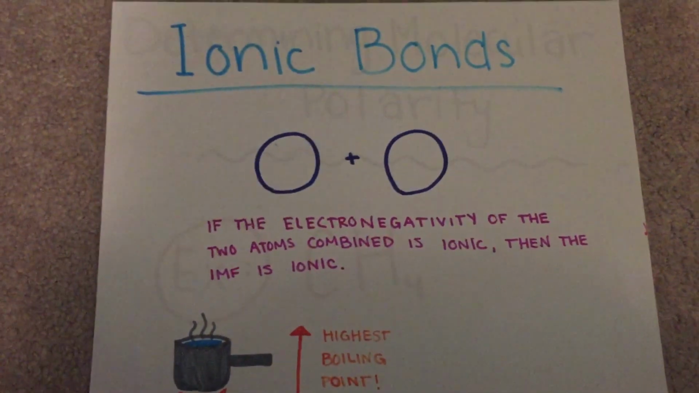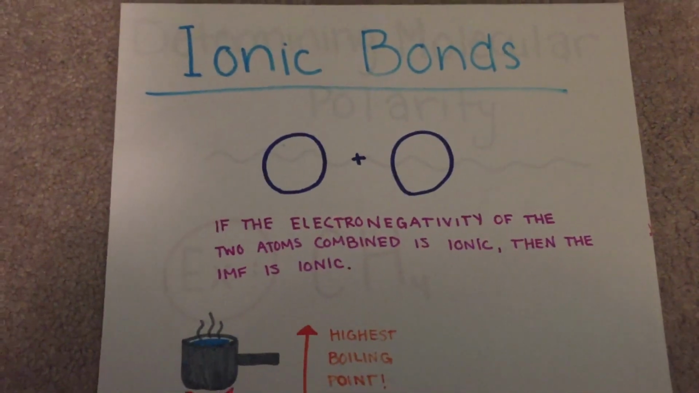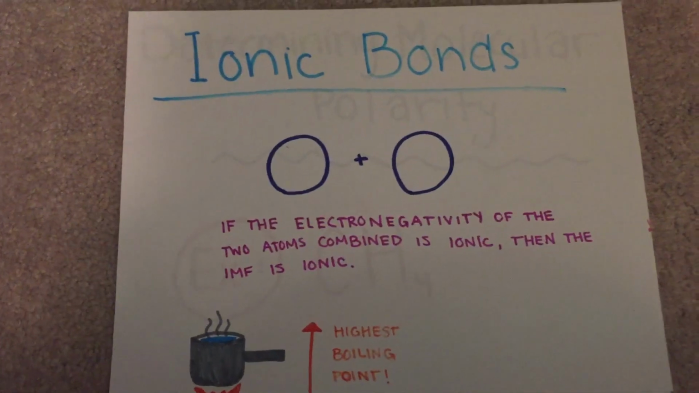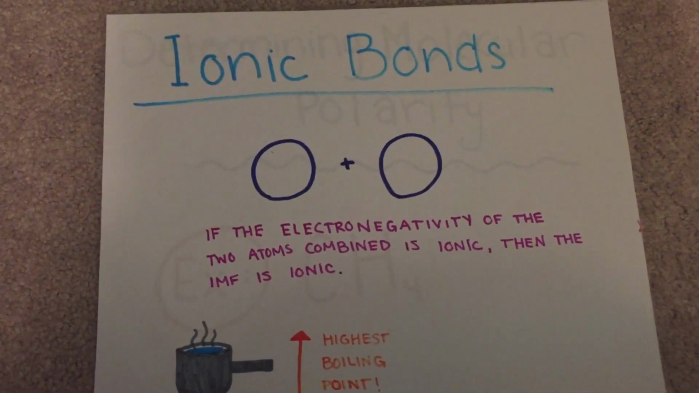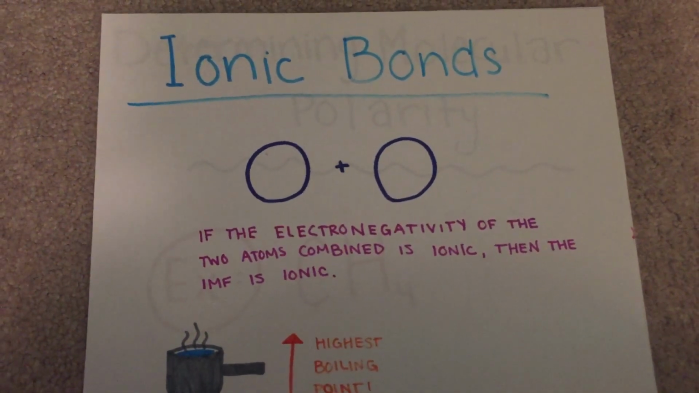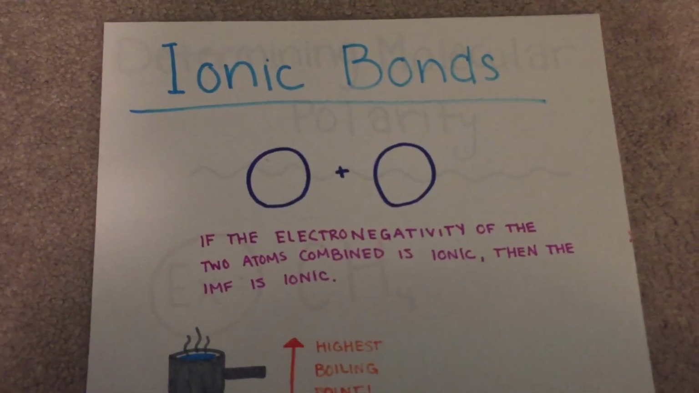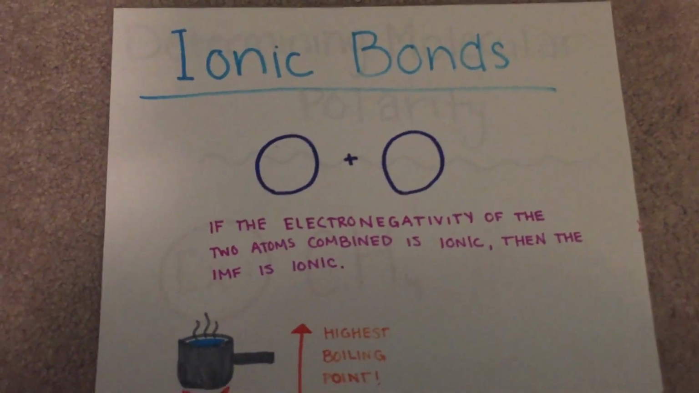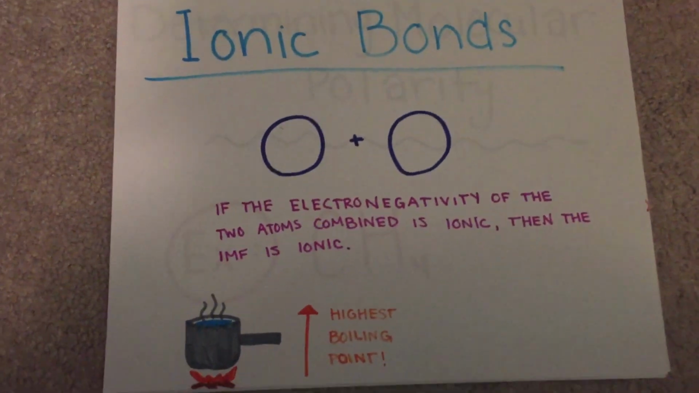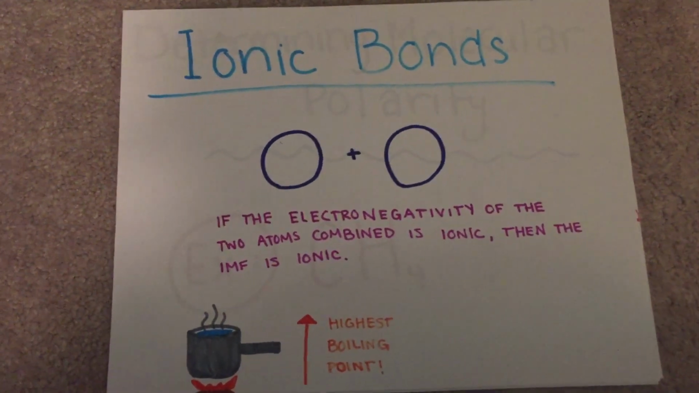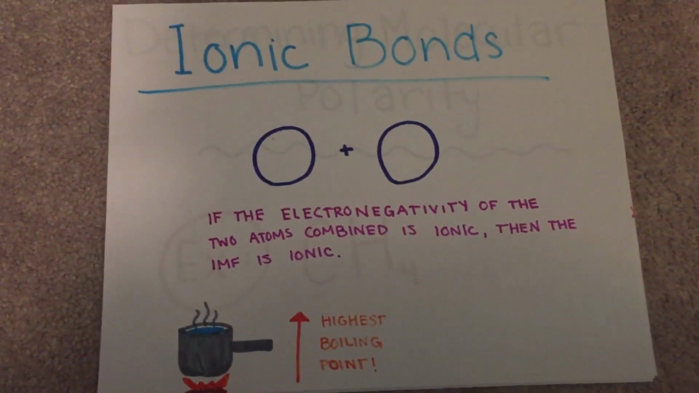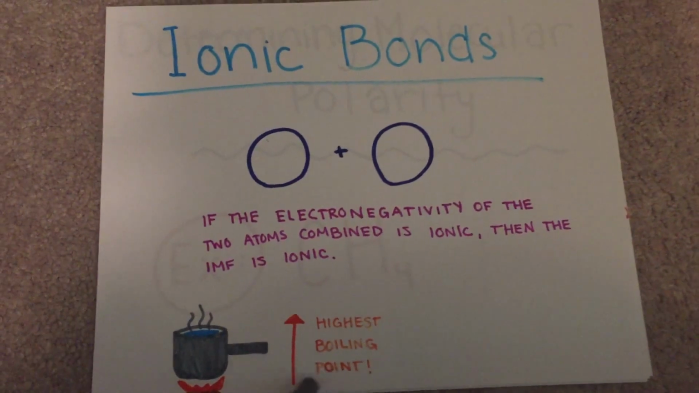The fourth and final IMF we're going to talk about is ionic bonds. So in an ionic bond, it really has to do with the electronegativities. And in this kind of bond, if the electronegativity of the two atoms combined is ionic according to your polarity scale, then the IMF is ionic. And so an ionic bond is the strongest type of bond of all the intermolecular forces, and due to this, it has the highest boiling point.